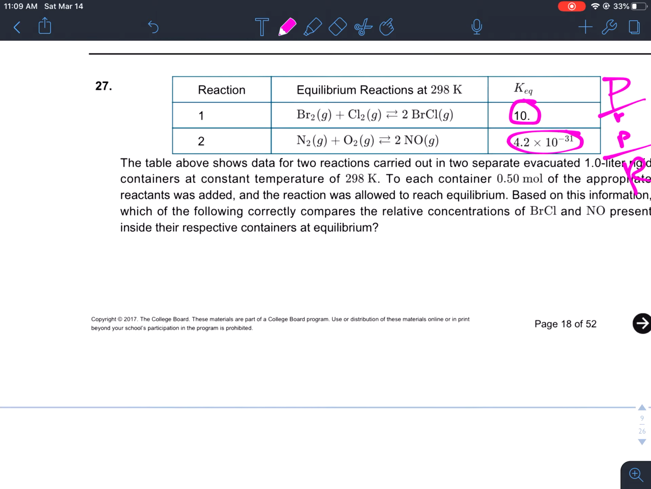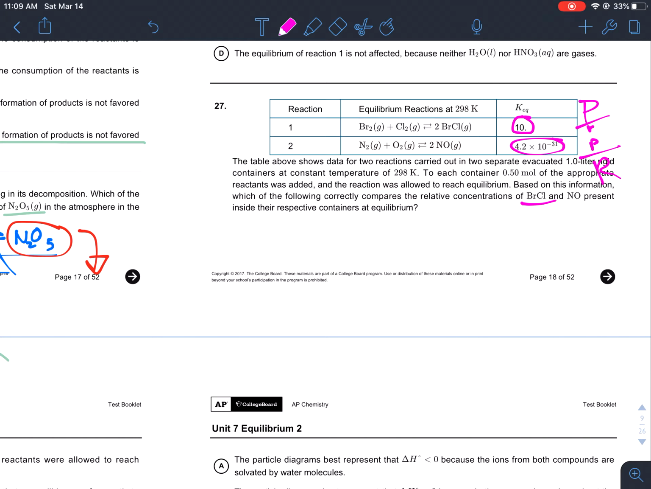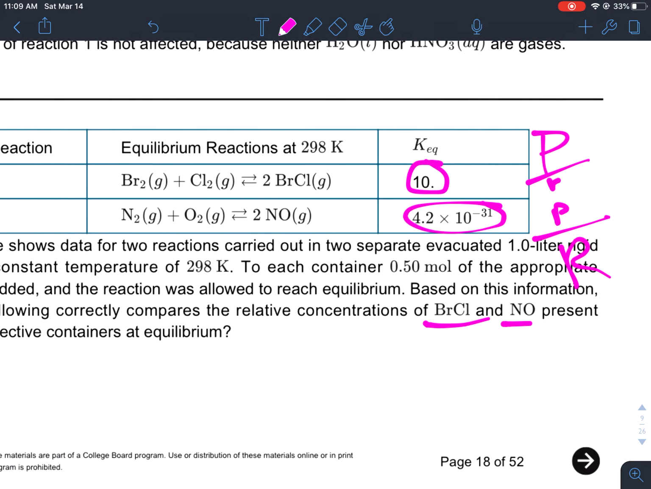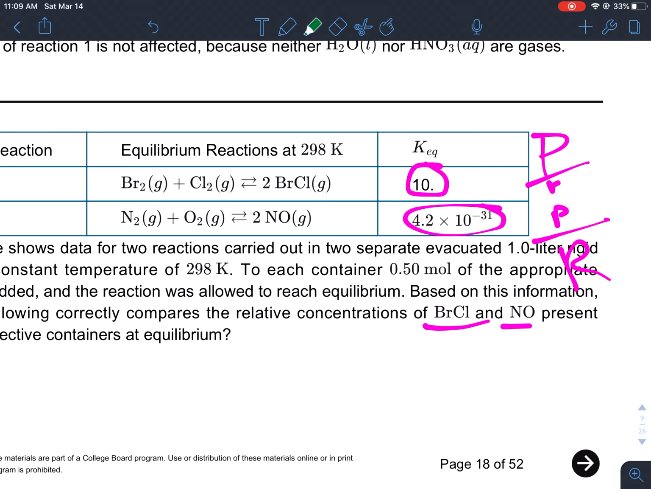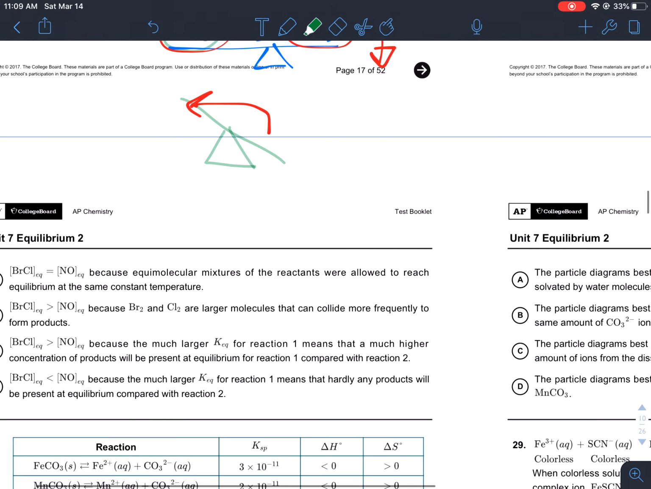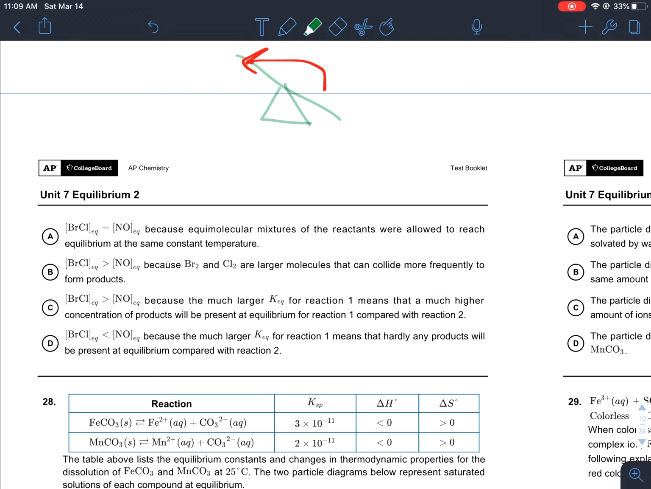This means if we're going to compare BrCl and NO, this one has a whole lot more BrCl than it does NO, because look, this has way more product. This has very little product, okay? So first of all, BrCl is much higher than the NO. Okay, so it has to be either B or C.